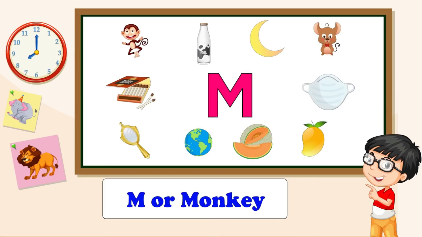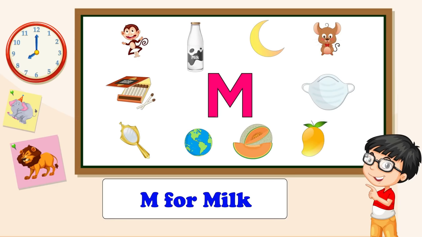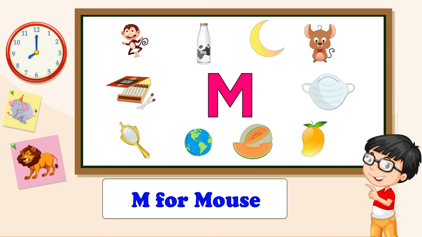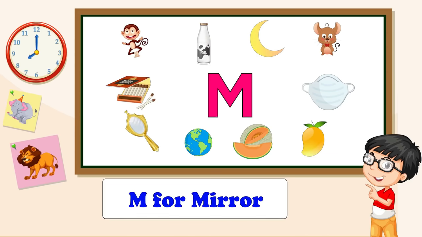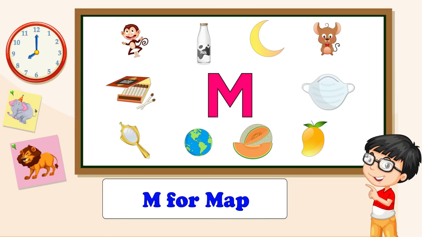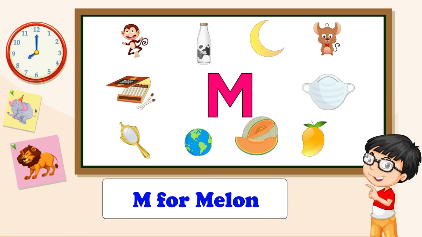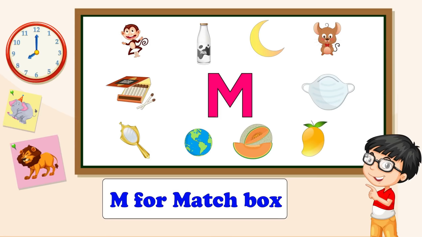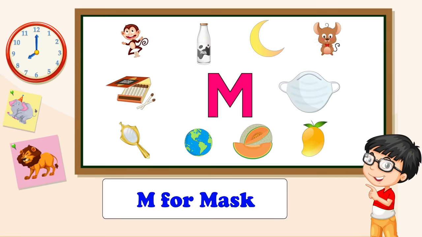M for monkey. M for milk. M for moon. M for mouse. M for mirror. M for map. M for melon. M for mango. M for matchbox. M for math.